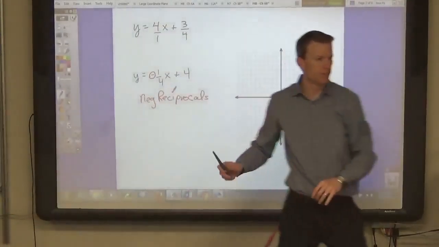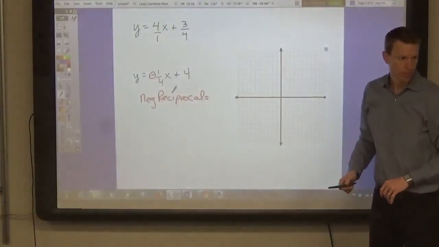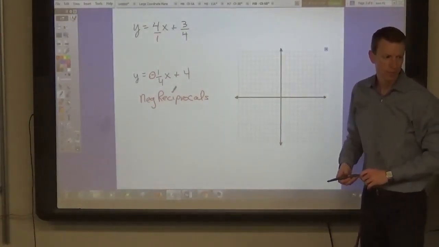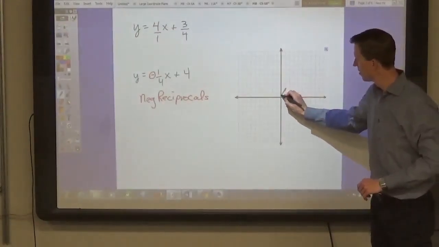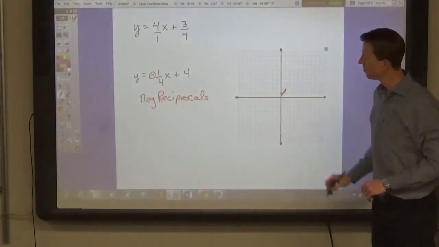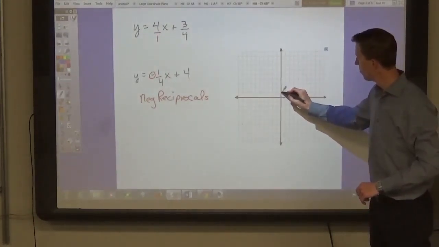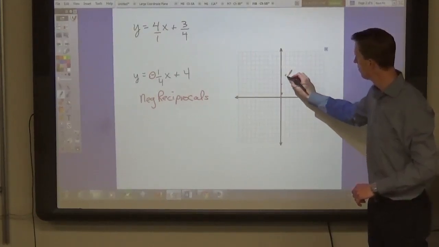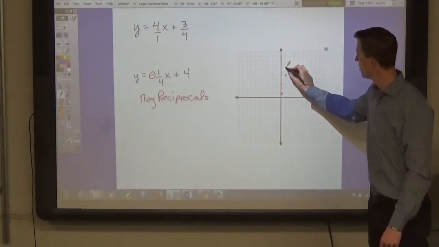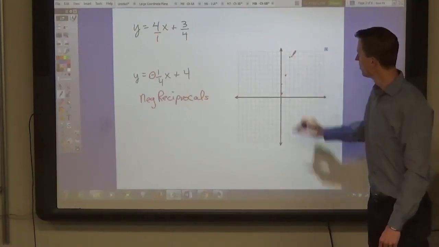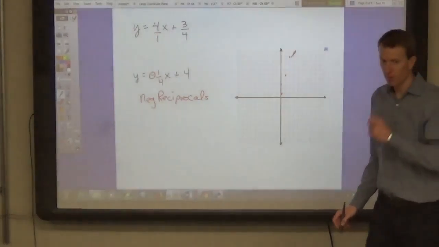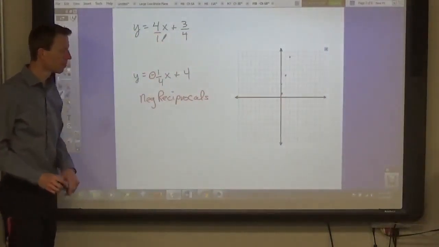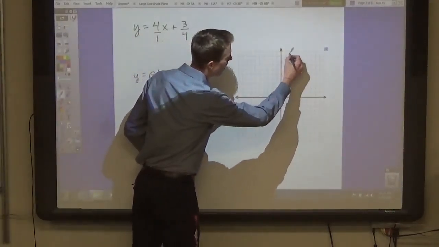How would you graph this? You would start on the y-axis at 3, and then you would go up 4 and over 1. Yep. 1, 2, 3, 4. Over 1. I thought it was rise over run. Yeah, that's what it is. You're going up and then you're going over. Rise 4 over 1. So this is the line from that first equation.